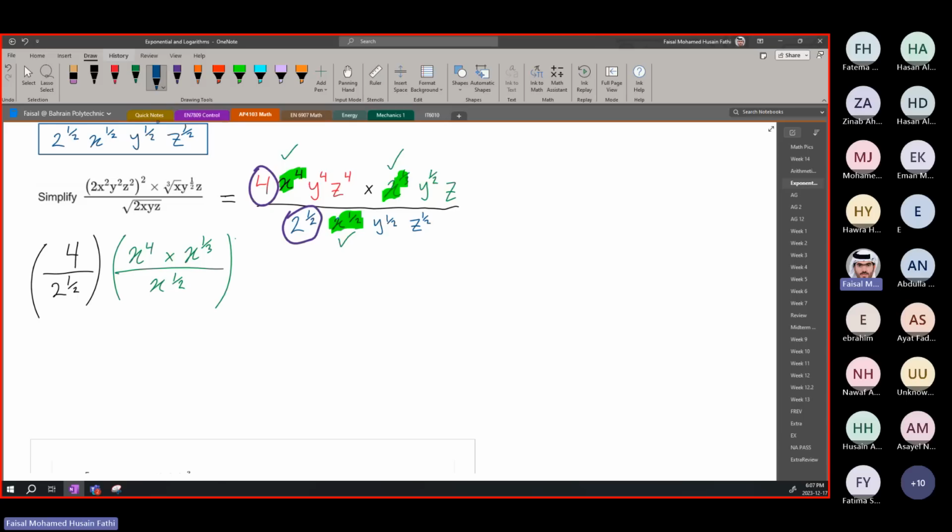We will do the exact same thing again for the y. We're going to look at just the y. Y to the power of 4, the first y, times the second y, y to the power of half, divided by the third y, y to the power of half. Done with the y's. And now finally, we will be looking at the z's.